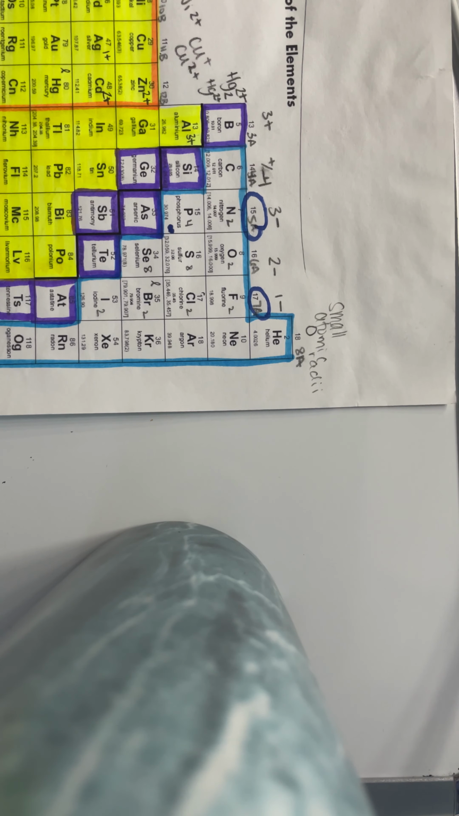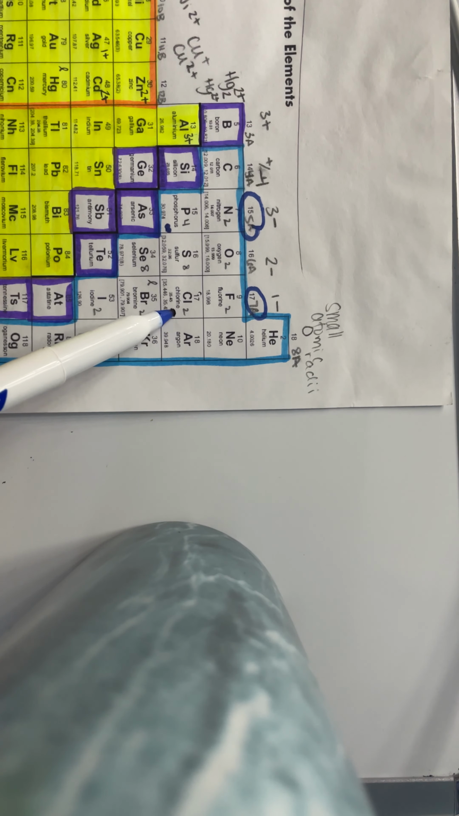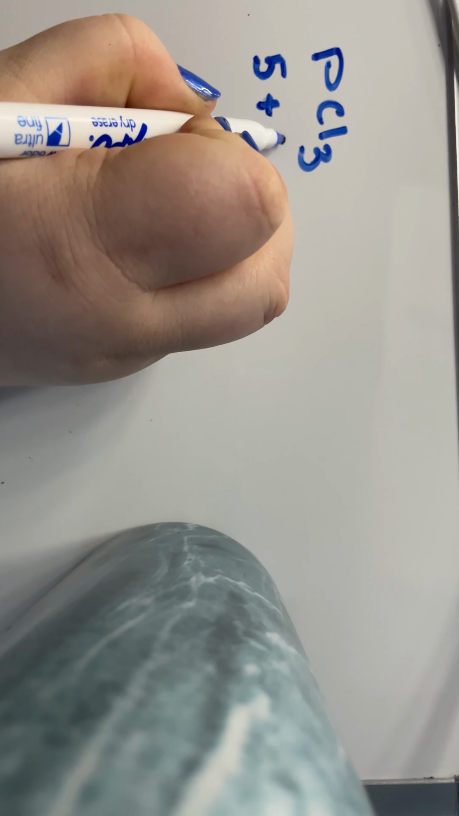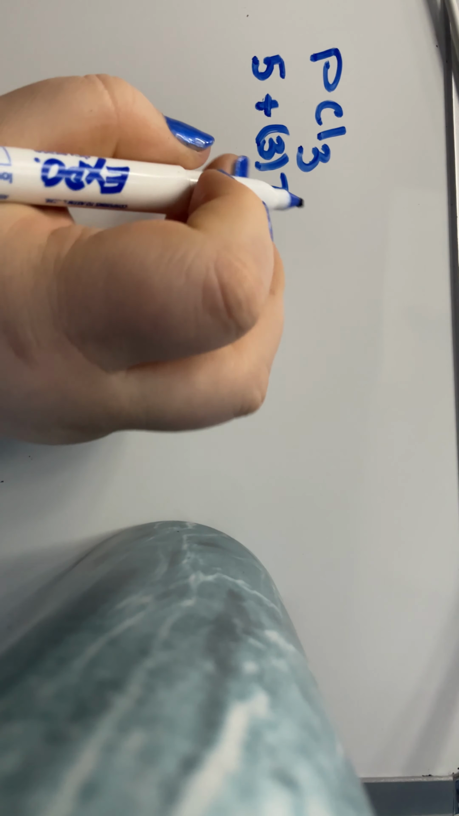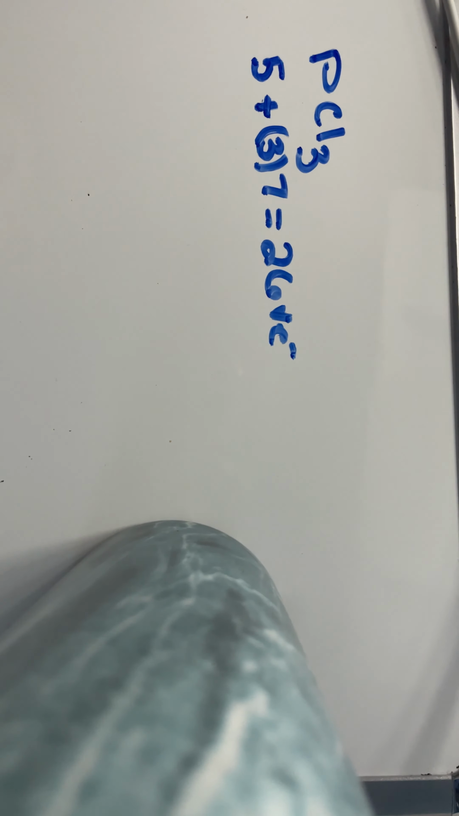For phosphorus trichloride, we first need to determine the valence electrons before drawing our Lewis structure. So, if you refer over to our periodic table, we can see that phosphorus is in group 5 and chlorine is in group 7. So, phosphorus will have 5 valence electrons plus our 3, because there are 3 chlorine atoms, 7 valence electrons from chlorine. That will give us 26 valence electrons.